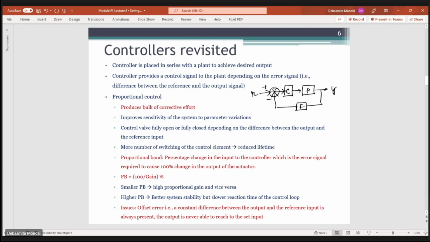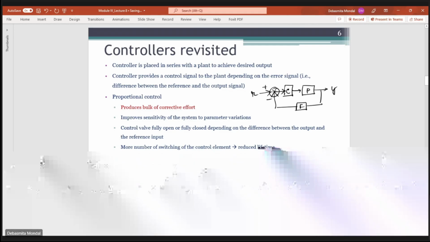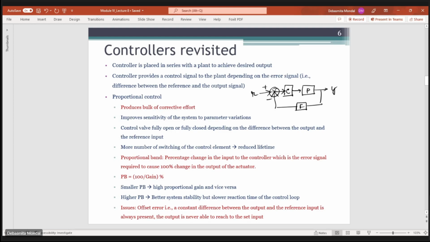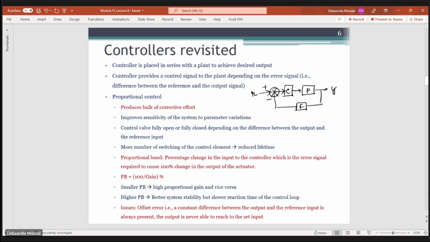Okay, and the main task of the controller is that it provides a control signal. So what it does is that it compares the reference input or the set value which is given. R is the reference input, and it compares it with the output. So the output, after being fed back through some gain over here, so the input to the controller is the error signal between the reference input and the output signal. Or the modified output signal, you can say.